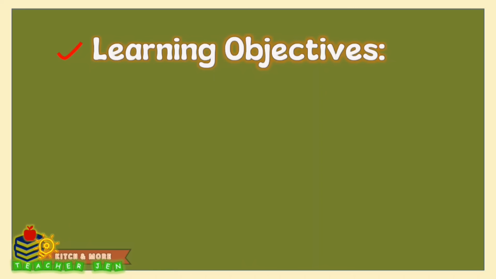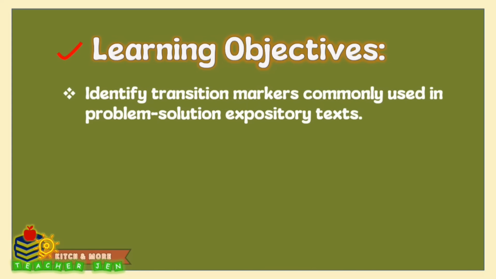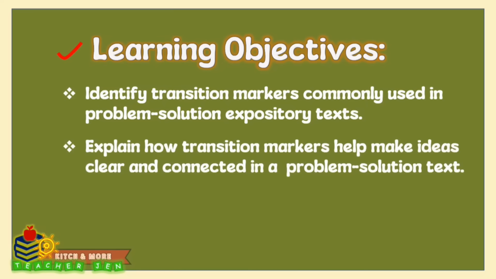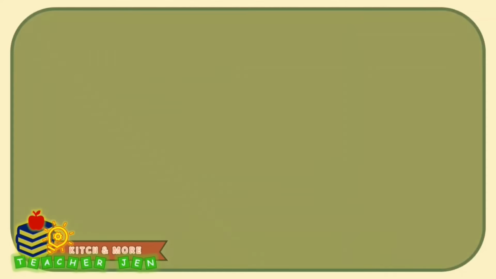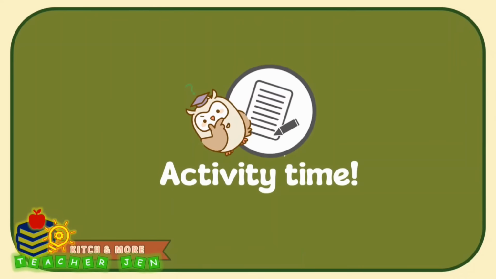So here are our learning objectives for today. First, identify transition markers commonly used in problem solution expository text. Second, explain how transition markers help make ideas clear and connected in a problem solution text. And third, use appropriate transition markers in writing simple problem solution sentences. So let's have this activity.